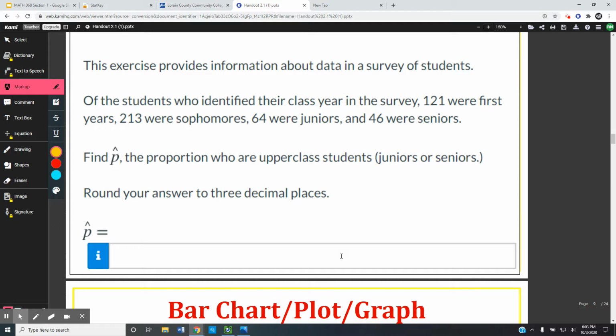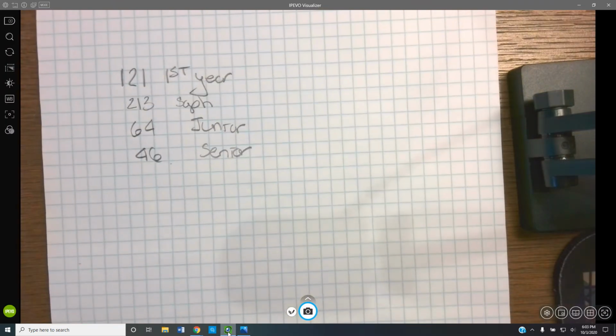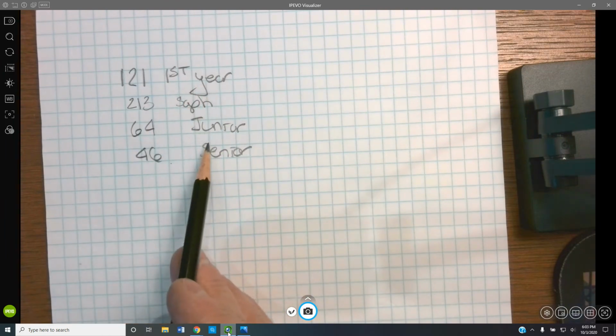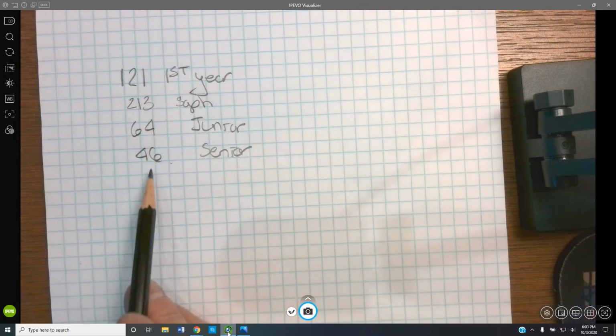213 of them were sophomore. Again, I'm jotting that down. 64 of them were junior, and 46 of them were senior. If I were just simply building a table, that would be the likes of my table. I would have my categories, and I would have my frequency in which they occurred.